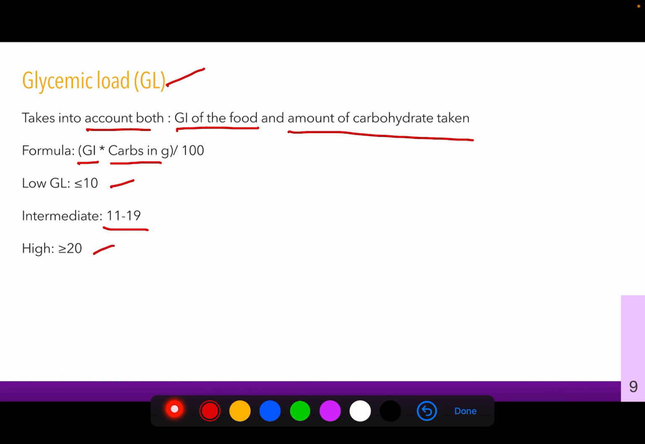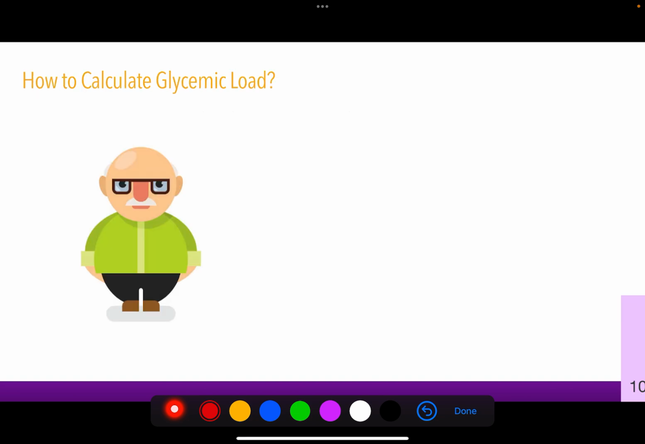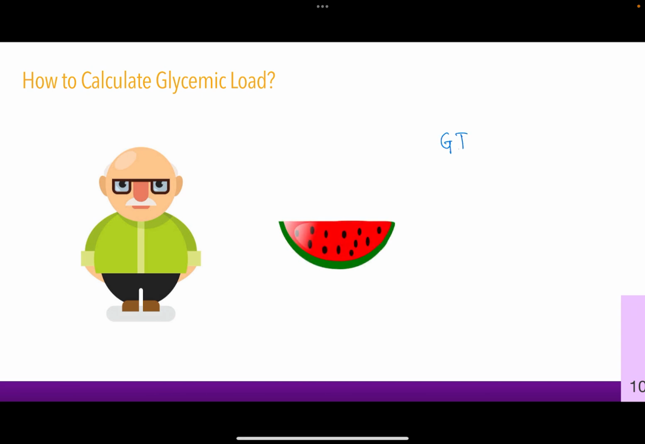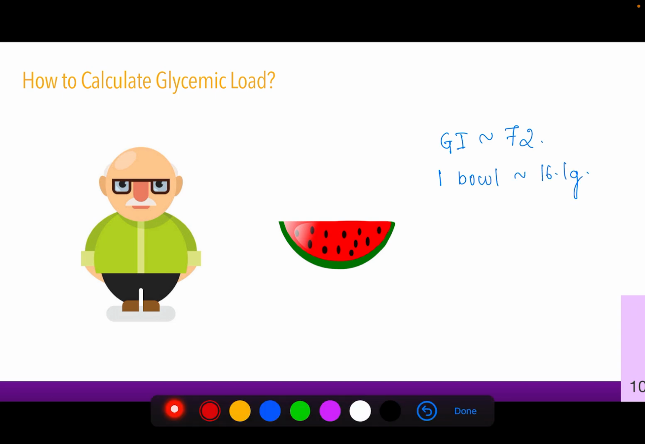I'll give you some more examples so that it becomes very clear for you. This is a 70-year-old tata, and he wants to eat a bowl of watermelon. The glycemic index of watermelon is 72, and one bowl roughly contains 16.1 gram of carbohydrate. Now what is the formula? Formula is glycemic index times carbohydrate the patient is taking divided by 100, right?